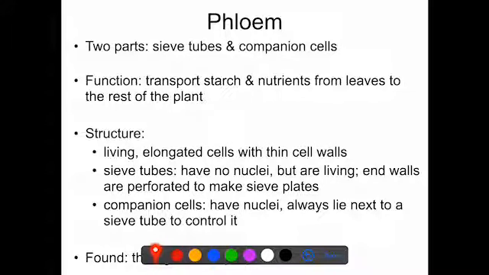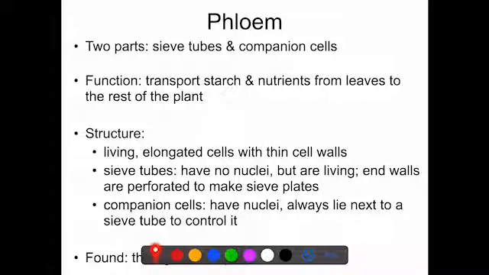starch and nutrients. Now that could either be starch that has been stored in the root that during winter must then be broken down and transported upwards to the above ground portion of the plant, or it could be starch that is produced as a result of photosynthesis in the leaves, which must then be transported down to the roots to be stored for winter. So it transports starch and nutrients, and it transports it in two different directions, both up and down.